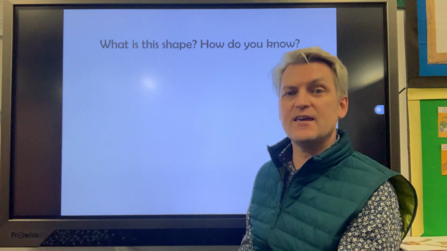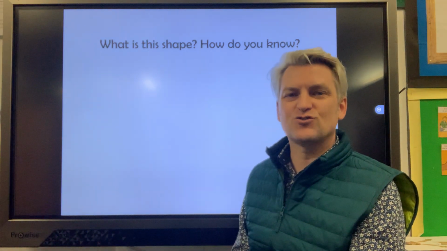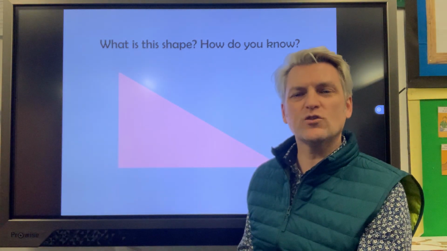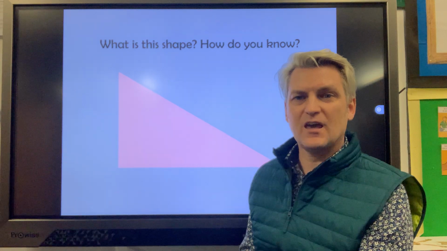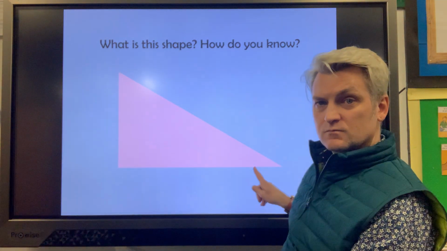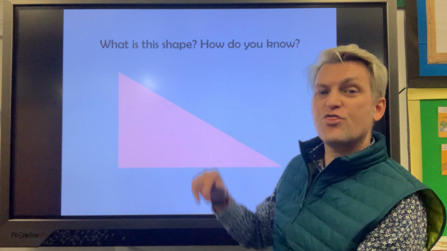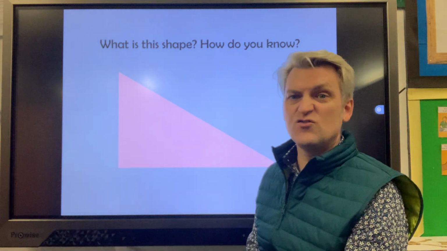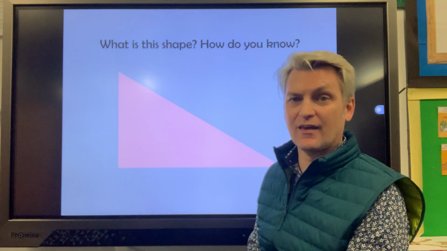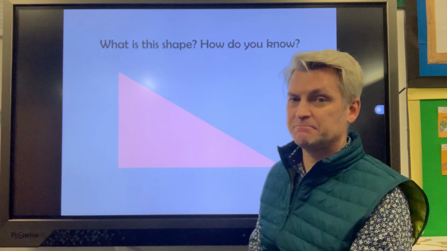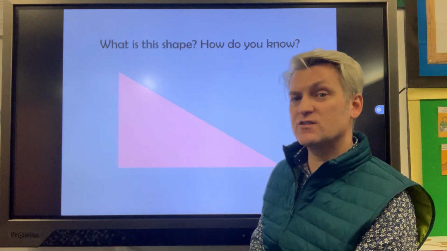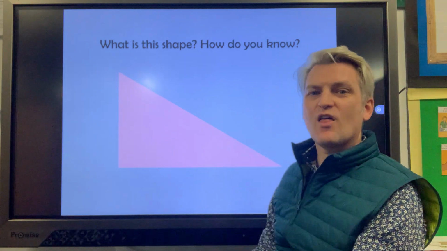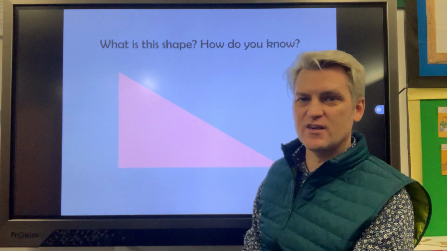The name of that shape is a triangle. It was a triangle. Let's have a look at it. What do you know about a triangle? It's got 3 straight sides, hasn't it? And on this triangle, none of the sides are the same length. They don't have to be the same. All right. How many corners does it have? 3 corners. Triangles have 3 corners.